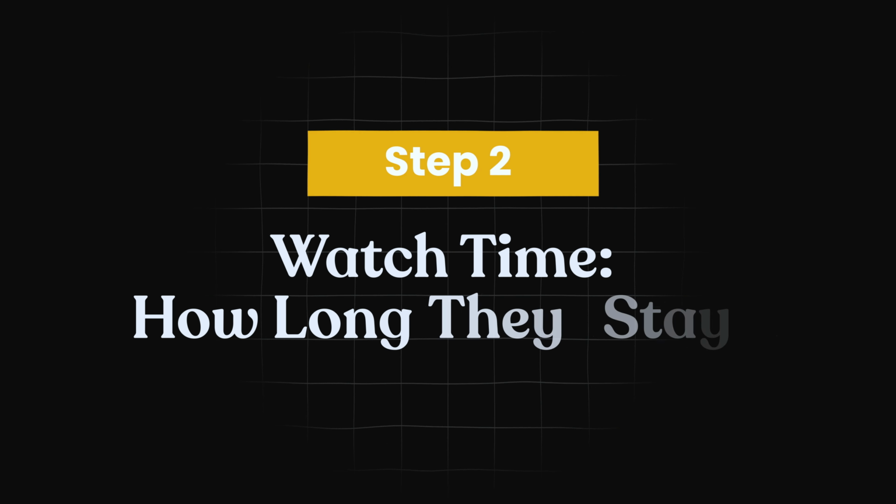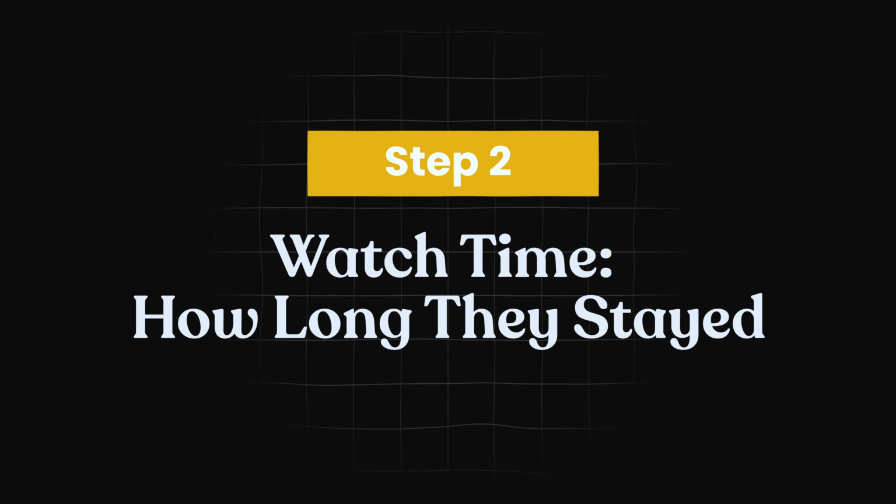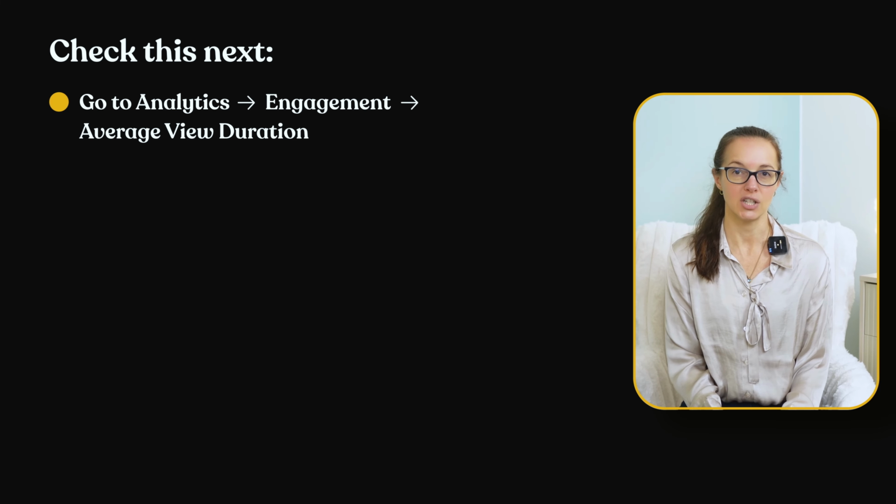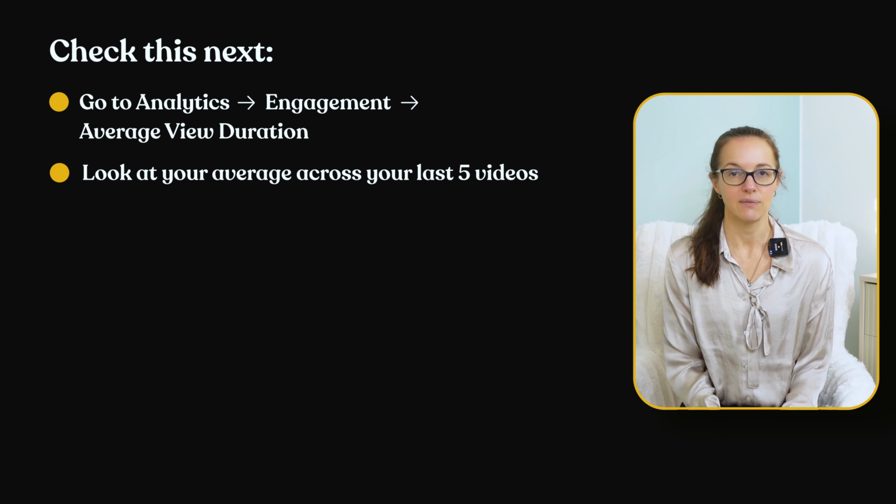So step number 2, watch time, how long they stayed. Watch time, average view duration, tells YouTube whether your content is worth recommending. If viewers stay longer than average in your niche, your videos travel farther. So check this next. Go to Analytics, Engagement, then Average View Duration. Look at your average across your last 5 videos.